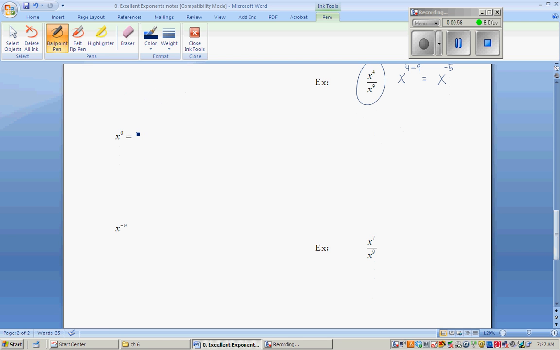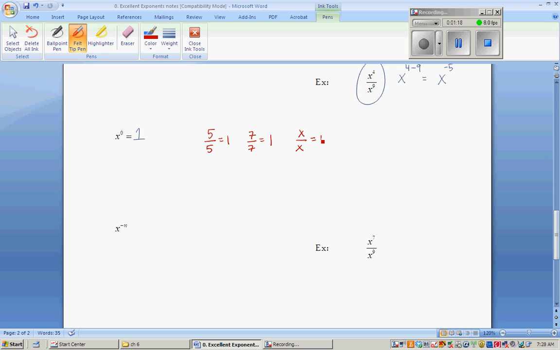X to the 0 equals 1, by definition. That's what we were told growing up, and it made no sense until I saw someone actually do it out. If you have 5 over 5, we know that equals 1. Or 7 over 7, that equals 1 also. Or even x over x.